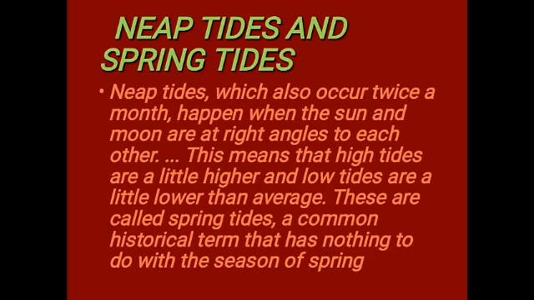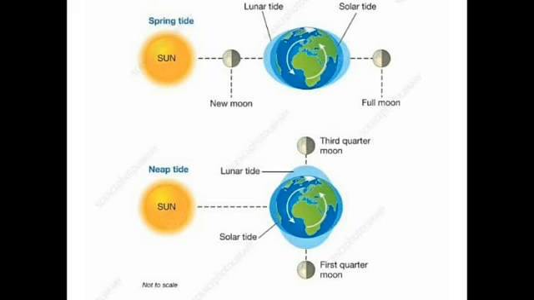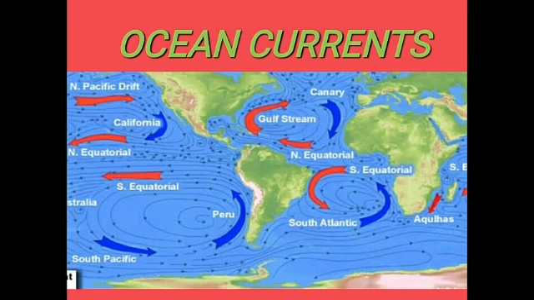Neap tides, which also occur twice a month, happen when the sun and the moon are at right angles to each other. This means that the high tides are a little lower and the low tides are a little higher than average. Spring tides are when the high tides are a little higher and the low tides a little lower than average, a common historical term that has nothing to do with the season of spring. Now you can see the neap tides and spring tides. Spring tides have the new moon, lunar tide, and full moon in line, whereas in the neap tides they are at right angles.